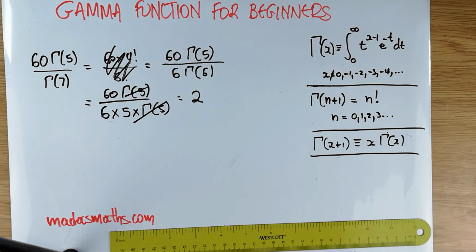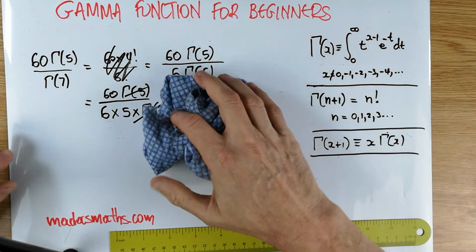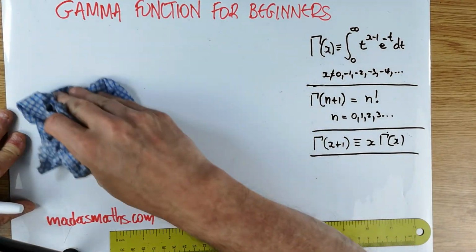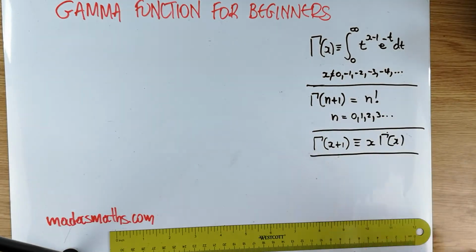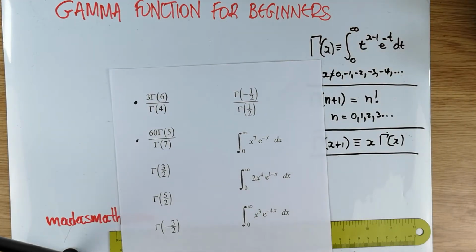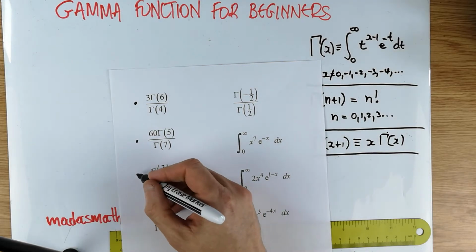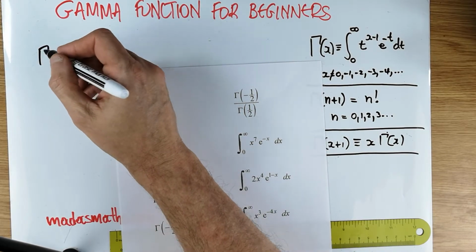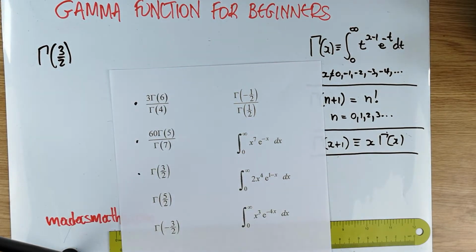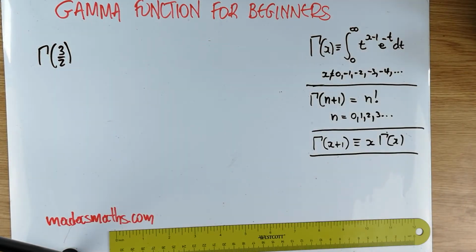Okay, and I hope you followed the second one. Let's clear the board again, and we'll look now at the third example. These are nice and easy, gives you an idea of what these things are. The next example is not so straightforward, because we've got the gamma of 3 over 2. Now we need to add another result to our list in here.